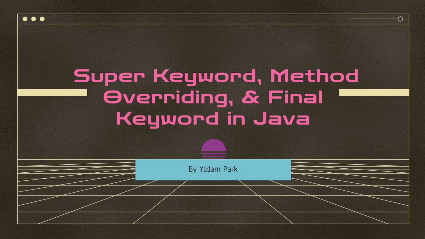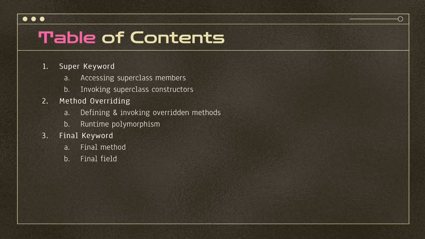Hello, this is Idam, and today's lesson will be about the super keyword, method overriding, and the final keyword in Java. In this video, I will be going over accessing superclass members, invoking superclass constructors, as well as defining and invoking overridden methods, runtime polymorphism, and what final methods and fields are.